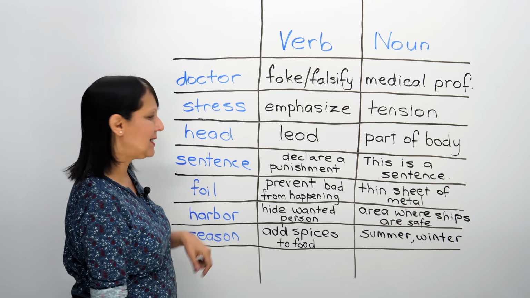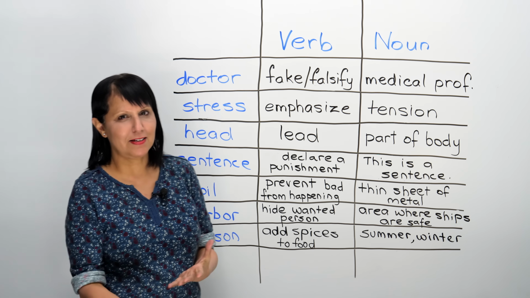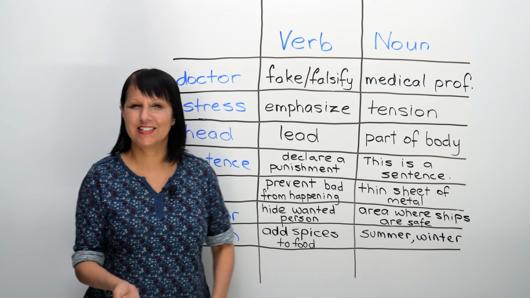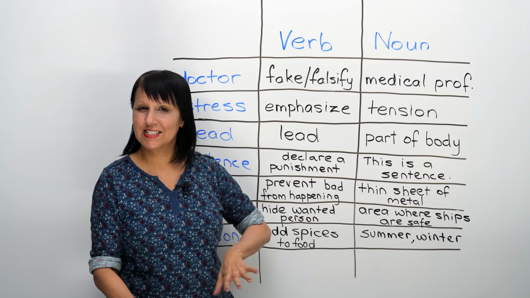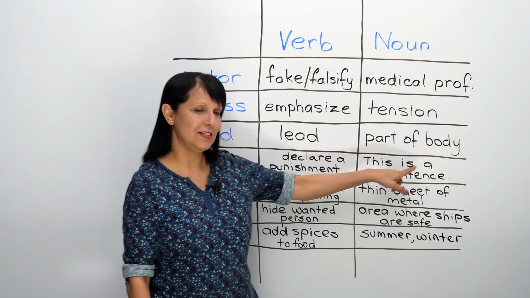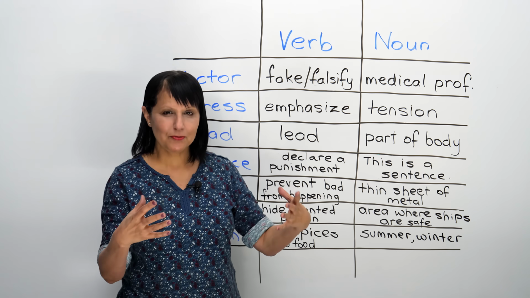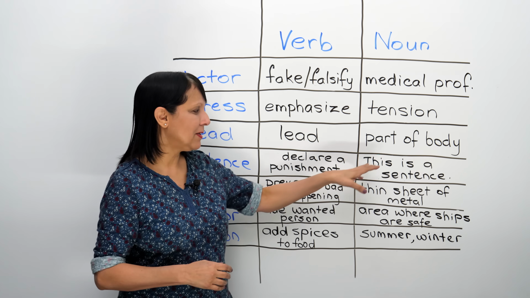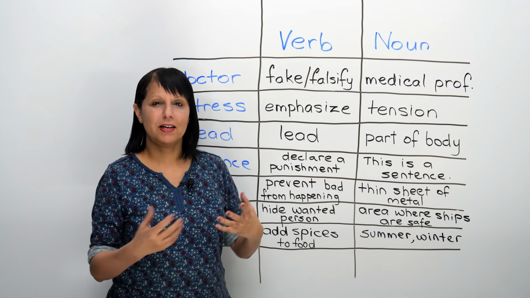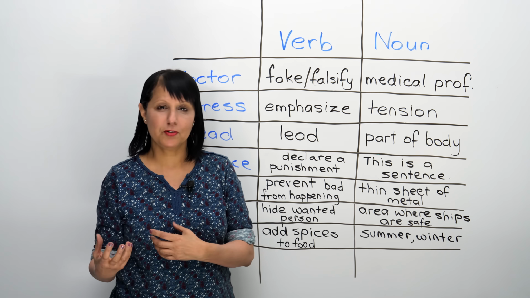The next one, sentence. Now, as an ESL student and as someone studying English, I'm sure you know what a sentence is. For example, this is a sentence, right? It's a set of words that start with a capital letter, end with a period. They have a subject, there's a verb, right?